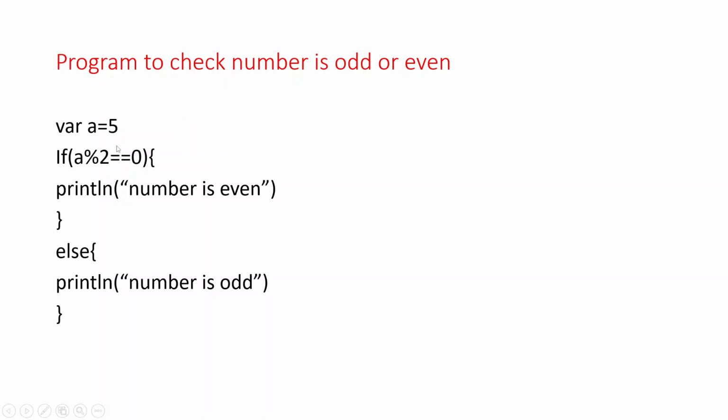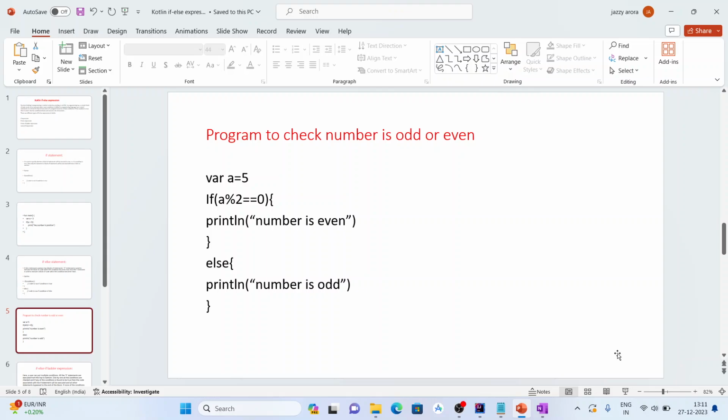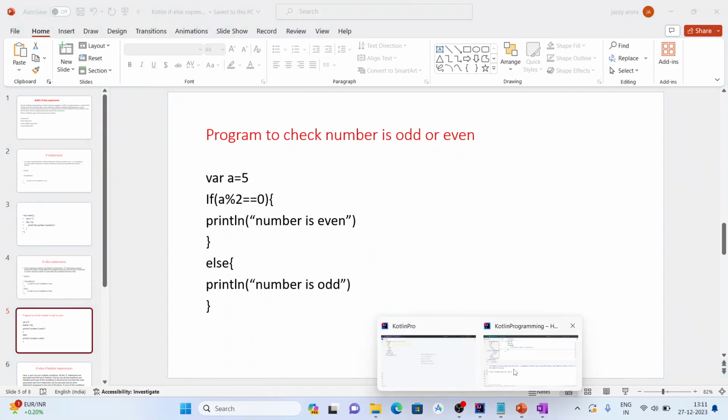Here I created one program. Here the variable a is assigned to 5. If a modulus 2 returns remainder 0, then the number is even, else the number is odd. It is a simple program I have created to check whether a number is even or odd. Let's open IntelliJ IDEA.